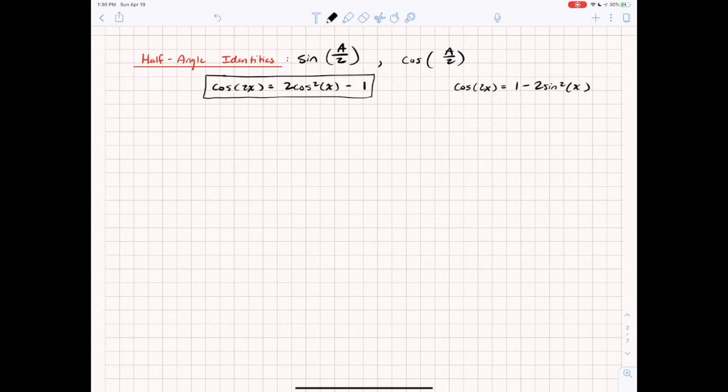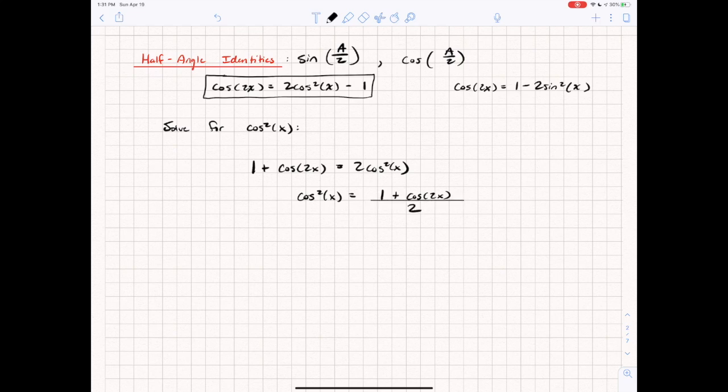And I'm actually going to go through and solve for cosine squared of x. I want to get this piece by itself in this first formula here. So that means my first step is to add the 1. So I'll have 1 plus cosine of 2x is equal to 2 cosine squared of x. And then divide by 2. I get cosine squared is equal to 1 plus cosine of 2x all over 2.